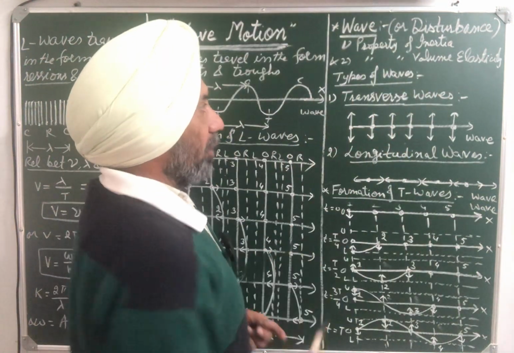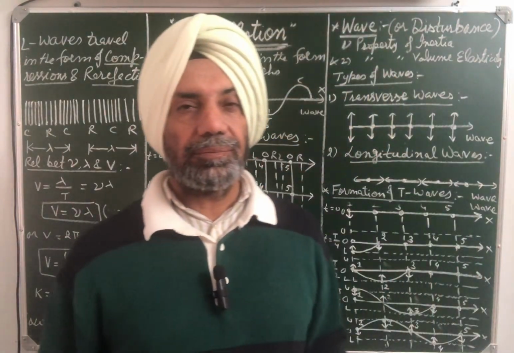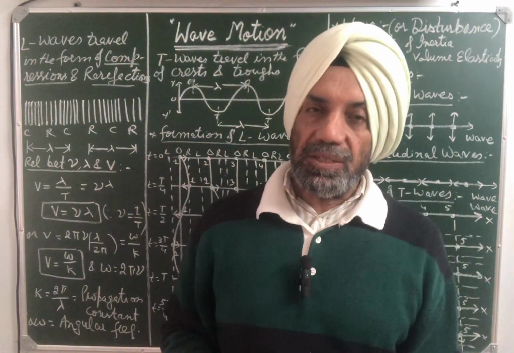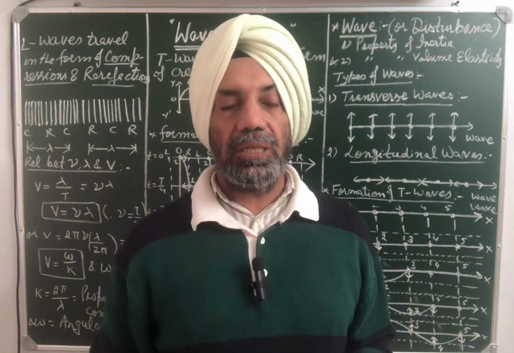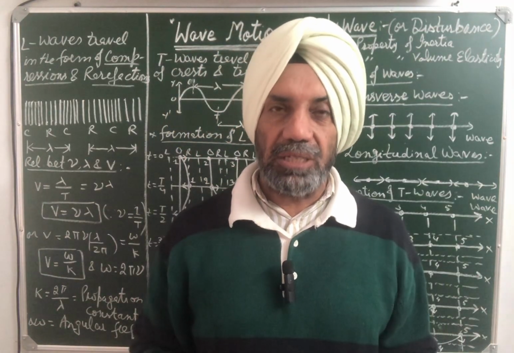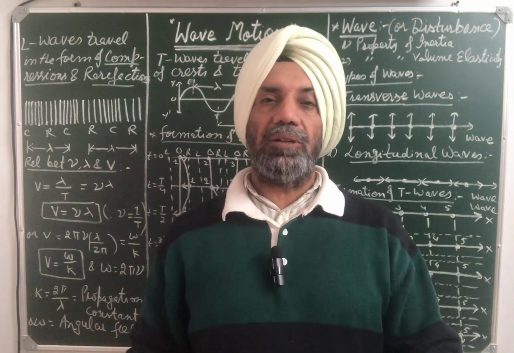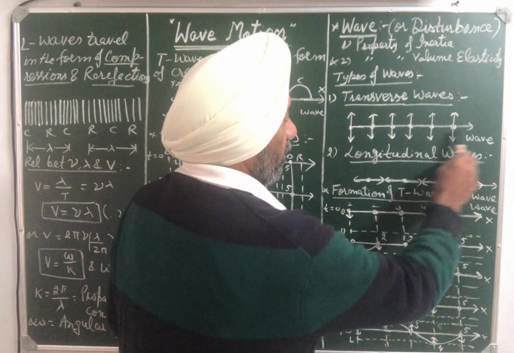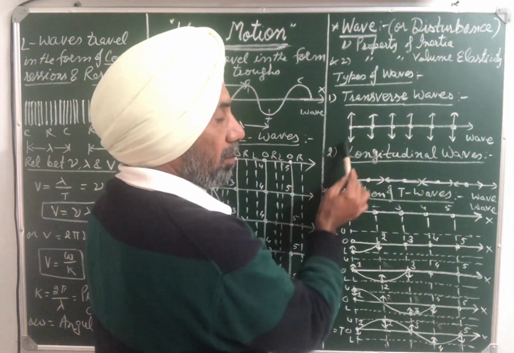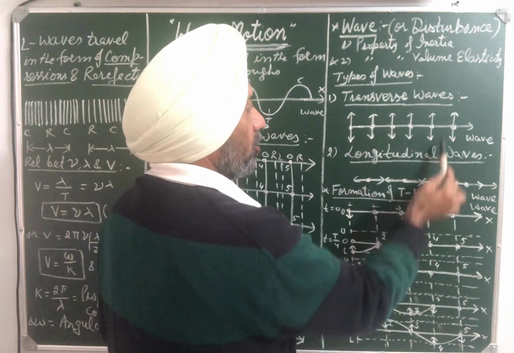Then, types of waves. There are mainly two types. Transverse waves. Transverse waves are those waves in which the particles of the medium vibrate about their mean positions in a direction perpendicular to the direction of propagation of the wave. Suppose a wave is propagating from left to right. Each and every particle of the medium will start vibrating about its mean position up and down like this. Energy is handed over from particle to particle.